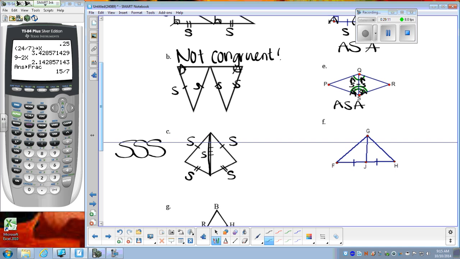With this one, I know FJ is congruent to JH. And I know both triangles use JG. So there's another side. But I don't know anything else, so these are not congruent because all I have are two pairs of sides congruent to two pairs of sides.